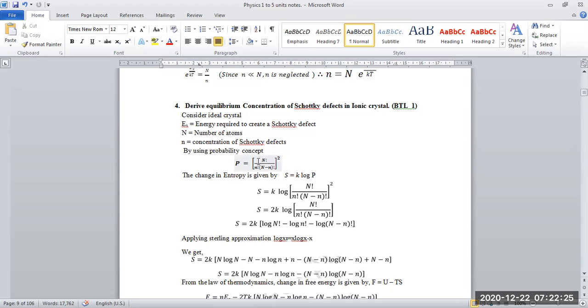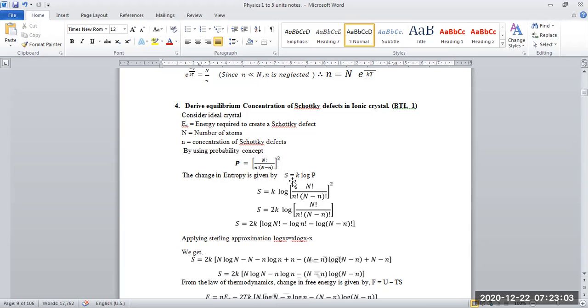Now why is this term squared? Because the Schottky defect in an ionic crystal involves an equal number of positive and negative charged ions. So for equal numbers of positive and negative, we write N! / (n! (N - n)!) whole square. This square means an equal number of charged ions. This is very, very important. If you understand this, the rest of the terms here are very easy.